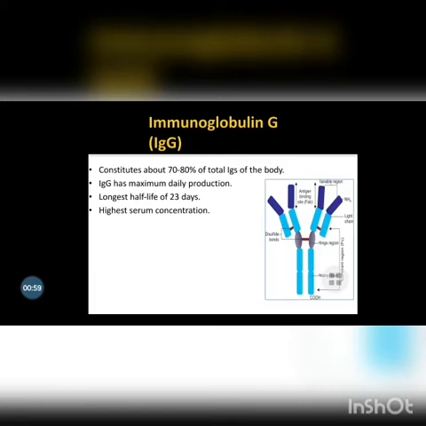And IgG has the maximum daily production and the longest half-life of 23 days, and it has the highest concentration, the highest amongst all the 5 types of antibodies. Due to its small size as compared to the other antibodies, it is monomeric in nature and highly diffusible.